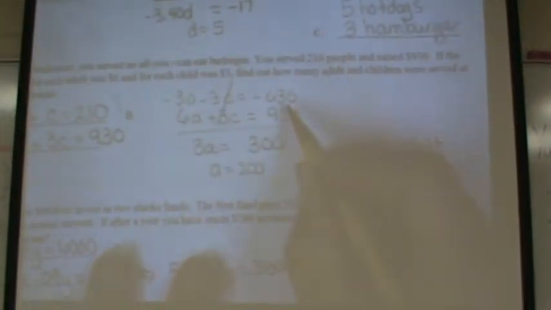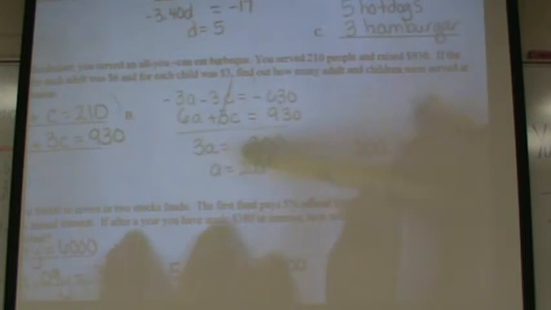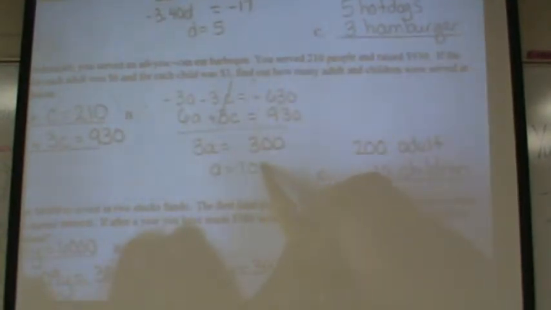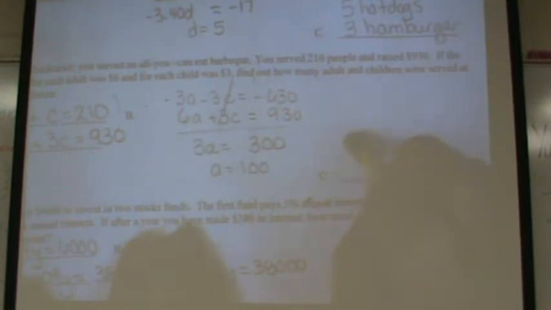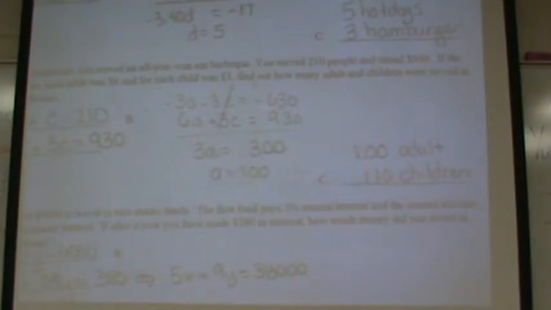Okay, so negative 360 plus 930, that's my error. I should have had 300 right here. Divide this by 3 and I get 100. So it's 100 adults and then it would be 110 children. That's better.